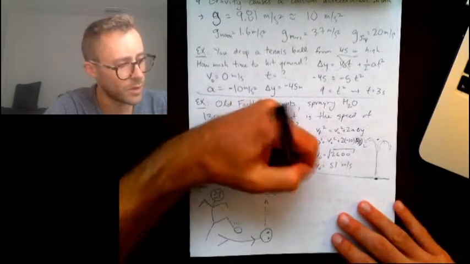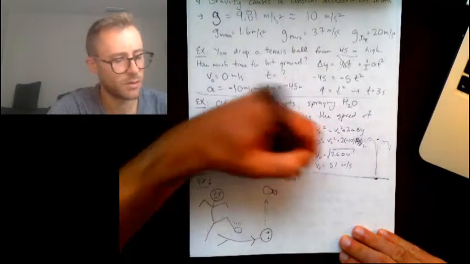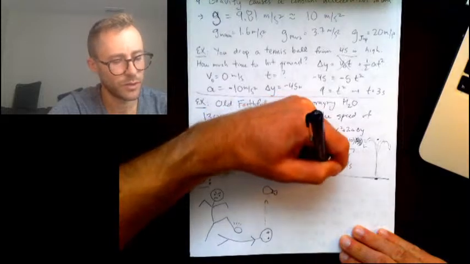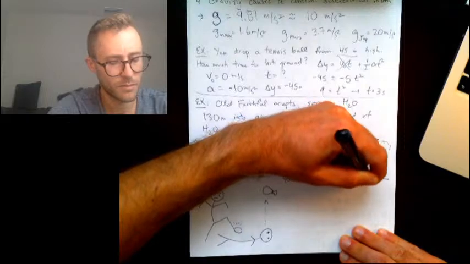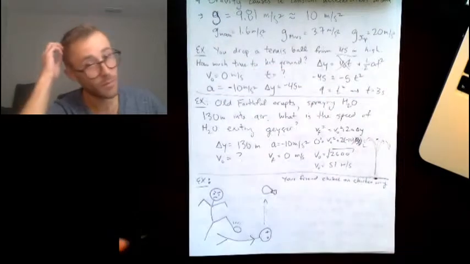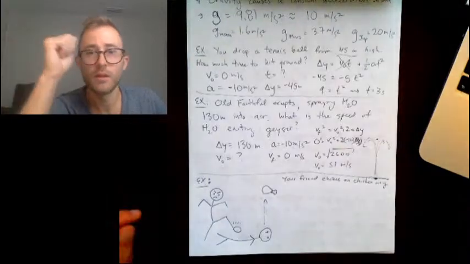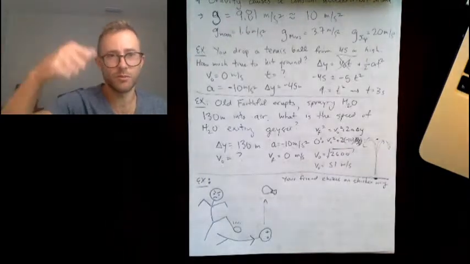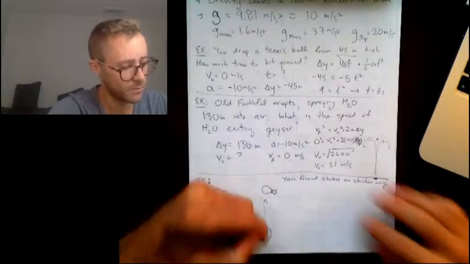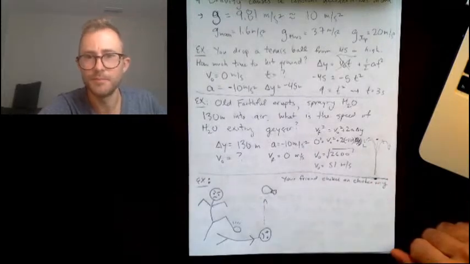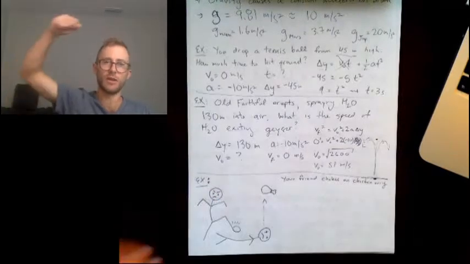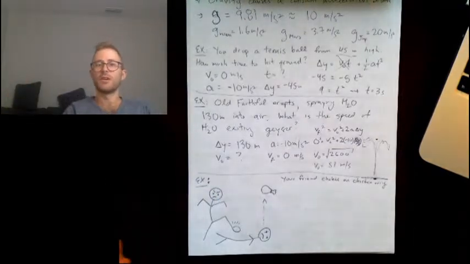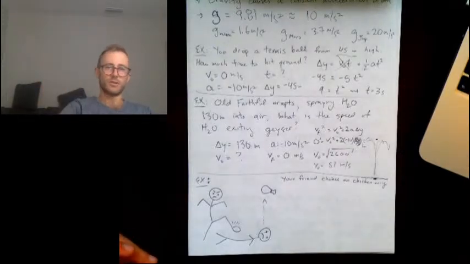Cool. So your friend chokes on a chicken wing. So you give them the Heimlich maneuver, but with your foot. And so that causes the chicken wing. So you're laying on your back. Your friend gives you the Heimlich maneuver. You're laying on your back. You cough the chicken wing directly up into the air.